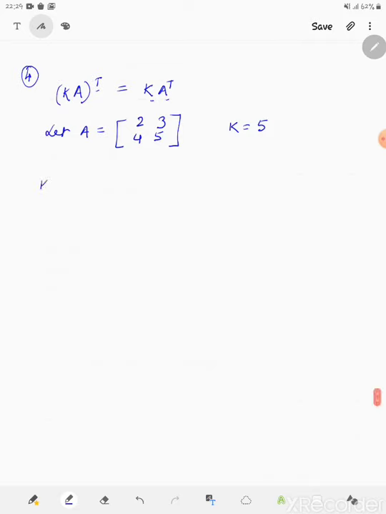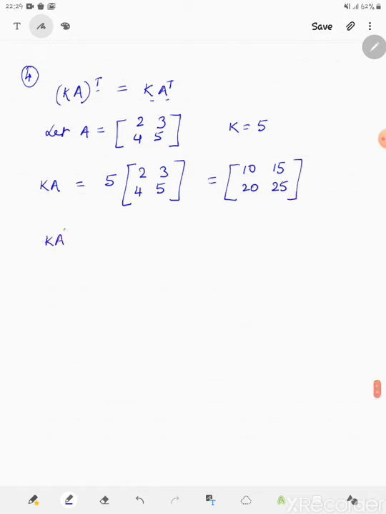So what will become kA? kA क्या होगा हमारे लिए? kA हो जाएगा 5 into 2, 3, 4, 5. So this is equal to 10, 15, 20 and 25. Okay, इसका transpose कर देते हैं, kA transpose. So we'll get 10, 15, 20, 25.